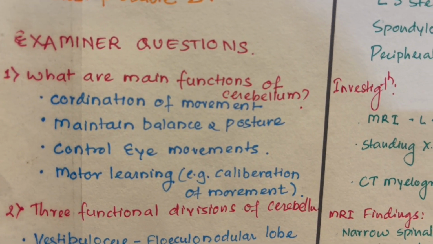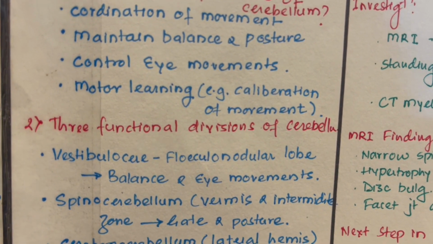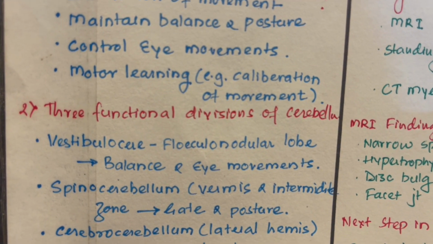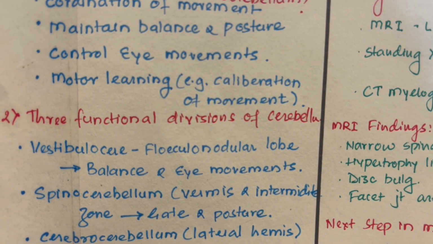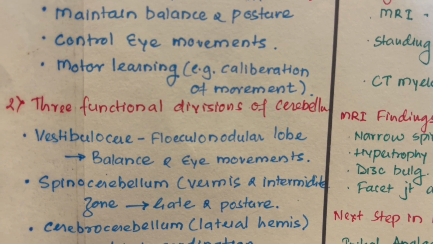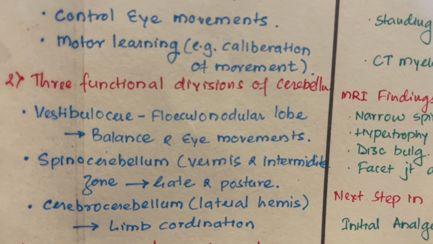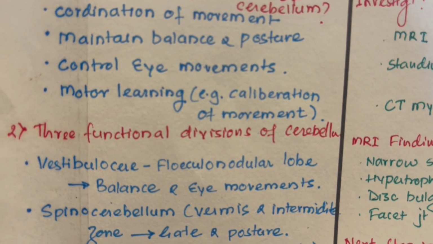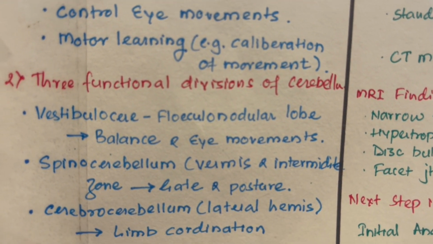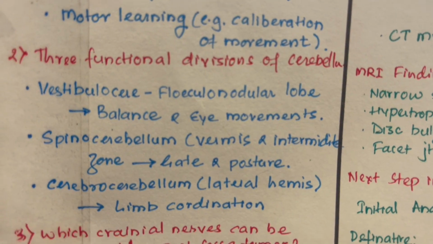Motor learning, calibration. Three functional divisions of the cerebellum: vestibulocerebellum, the flocculonodular lobe, for balance and eye movement. Spinocerebellum, vermis and intermediate zone, for gait and posture. Cerebrocerebellum, for limb coordination.